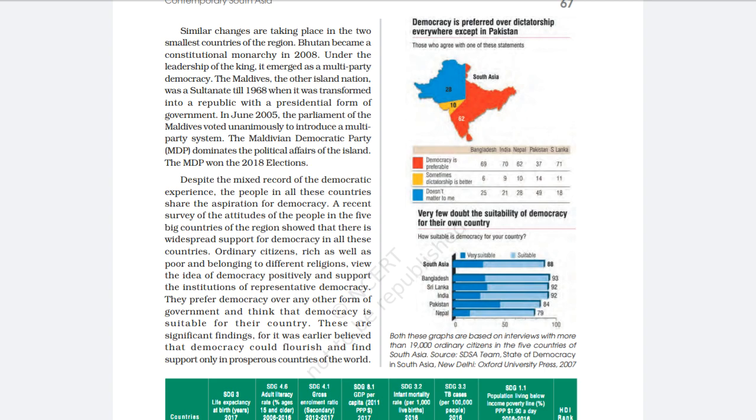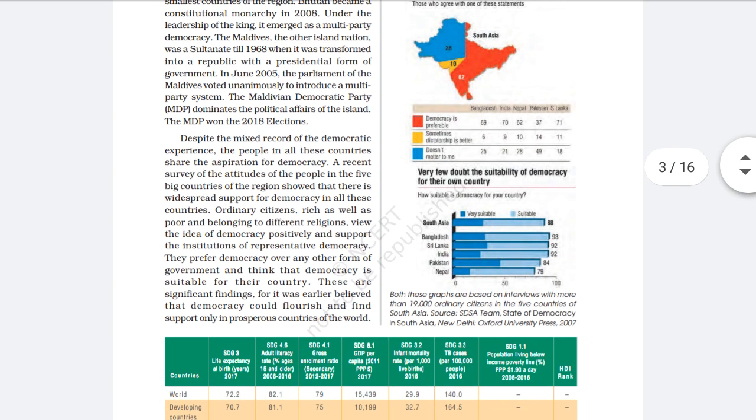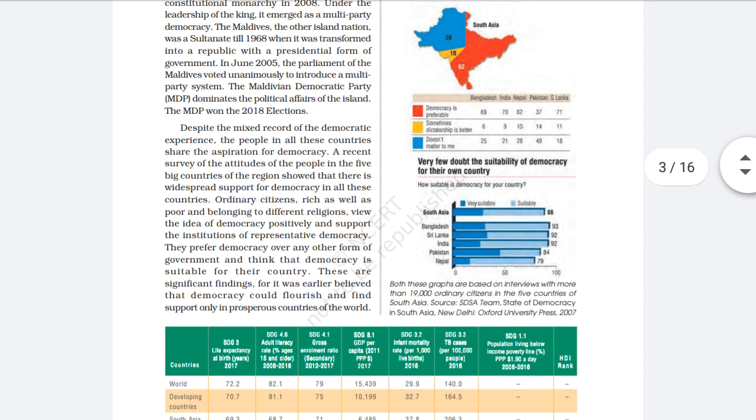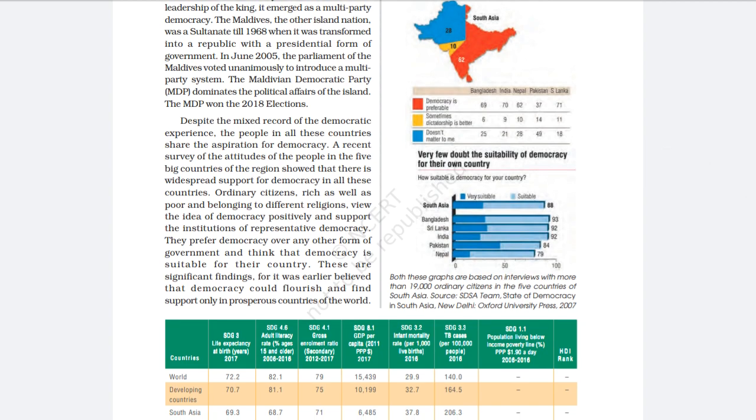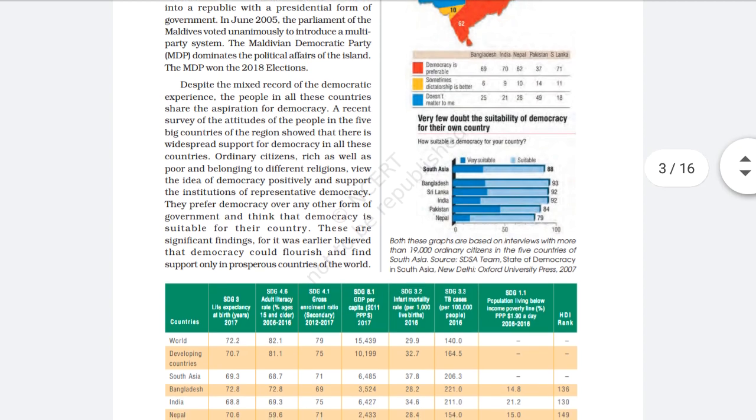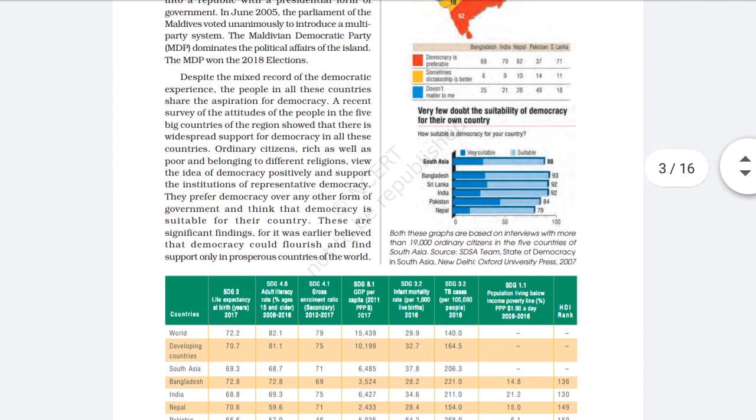In 1968, the Maldives and some other islands of that region were governed by the presidential form of government, and in June 2005 the Parliament of the Maldives voted unanimously to introduce a multi-party system. In 2005 the Parliament of the Maldives, without any opposition, opted for the multi-party system in the country. The Maldivian Democratic Party (MDP) dominates the political affairs of the island.